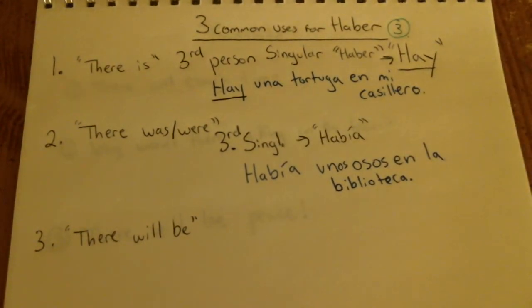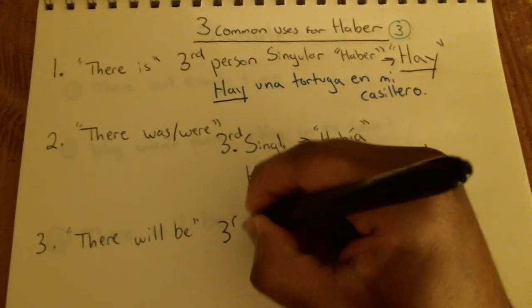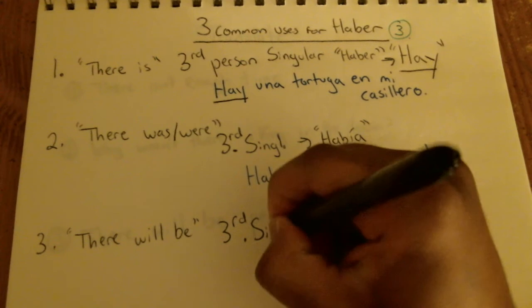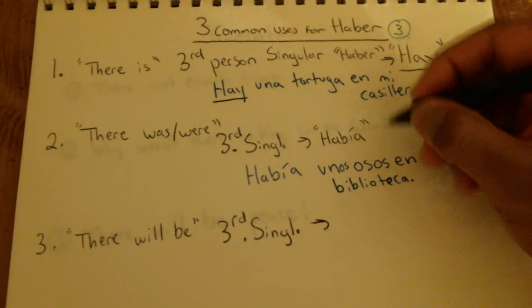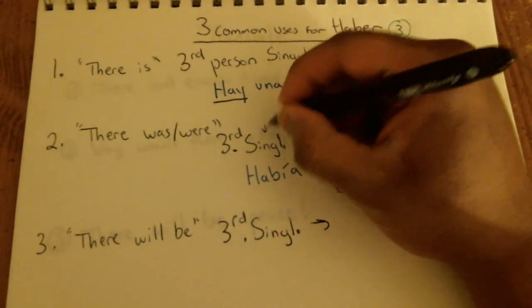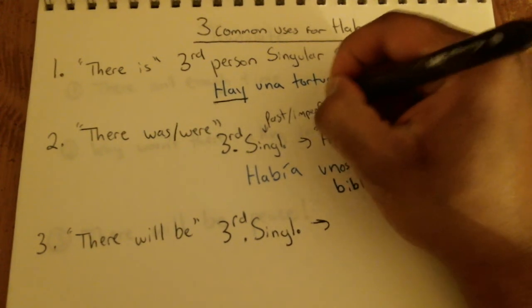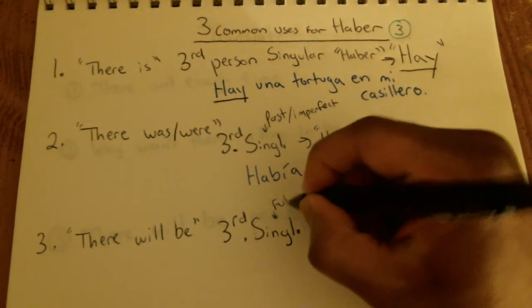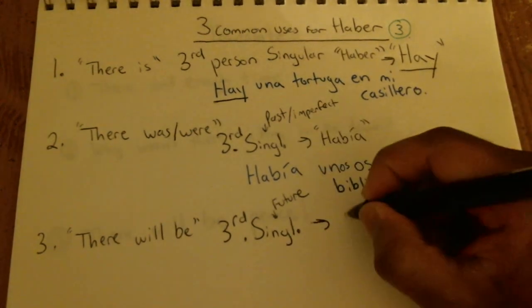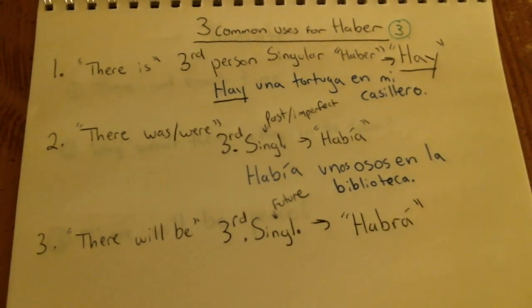Now, how do you say there will be? This is just, again, the third person singular, but this time we're in the future tense, okay? So remember, this is the past tense, otherwise known as the imperfect. There's like six kinds of past tenses, but we're just going to keep it simple. This is just future tense, okay? And you would say habrá, okay? Just habrá, right?